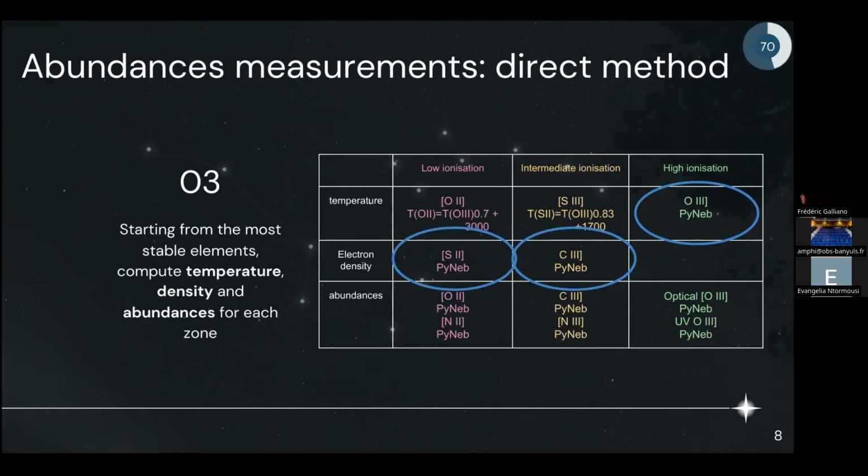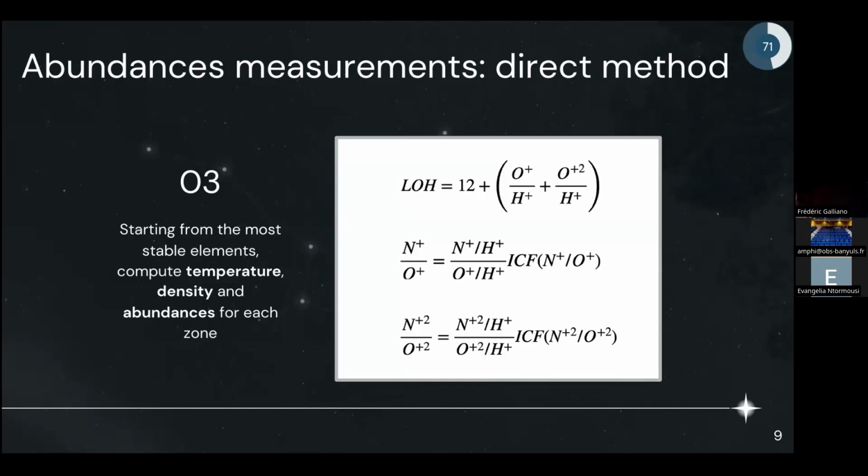So we use the most stable elements to compute temperature and density in each zone. That's our table. We use O3 to fix the temperature of the ionization zone. And then using the T-T relation, we can also get the temperature of the other 2 zones. Then we use these 2 elements that were stable in density to fix the density. And to compute this measurement, we use the flux, putting it in PyNeb. Finally, we can use our temperature and density to get our abundances in each zone.